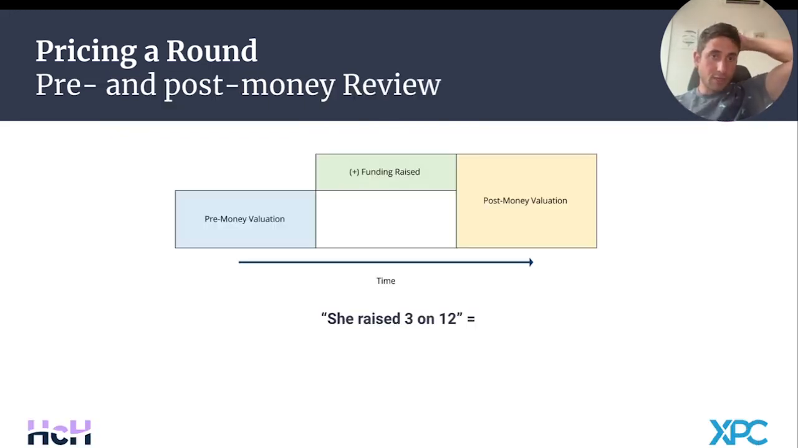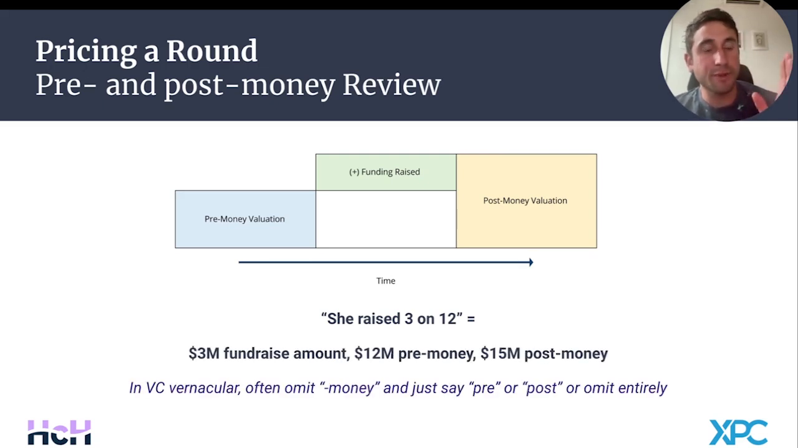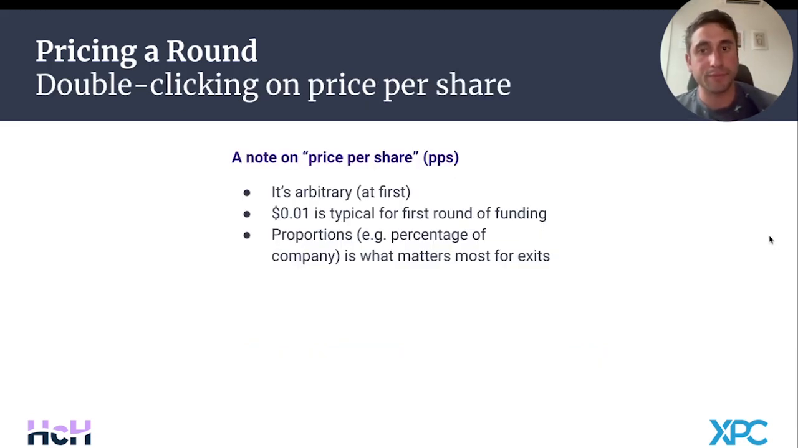Reviewing pre and post money, very important, very simple, but can trip you up. Pre-money is how much a company is valued before funding is raised, and the post-money is those two summed. Something often used in VC vernacular is this "3 on 12." So, she raised 3 on 12. They're just omitting words, but what this translates to is she raised $3 million on 12 million pre-money. Therefore, 3 plus 12 equals 15 million post-money.